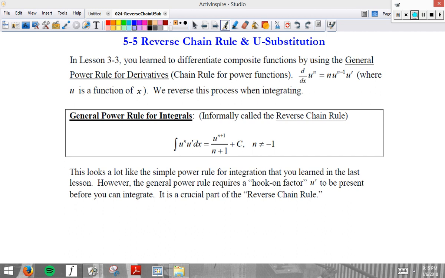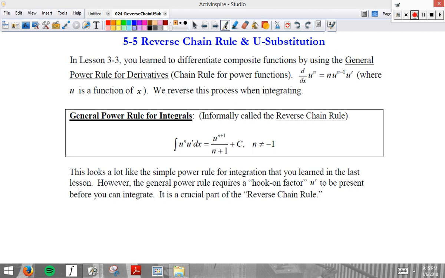We're going to be talking about the reverse chain rule and U substitution. This is the 5th lesson of chapter 5 of unit 5. This is the second to last lesson of the unit. Every question you see today will be a key thing to know for the rest of the year. This video seems like a good time to remind you guys.